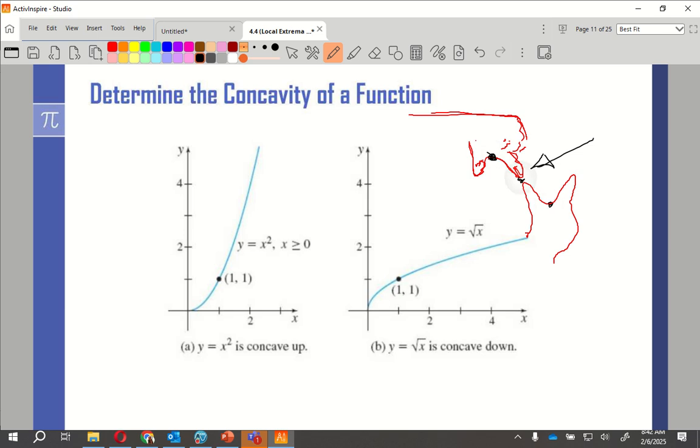That point right there would be the point of inflection. That's where it changes from concave up to concave down, or vice versa. Does that make sense of what it actually is?